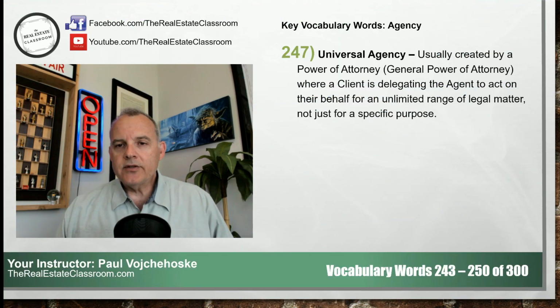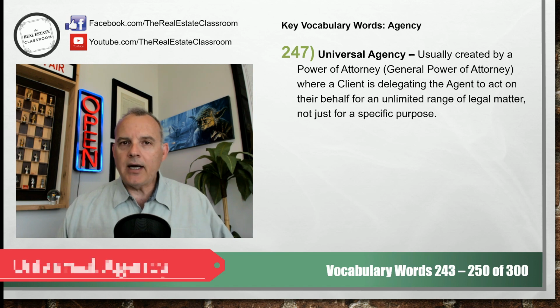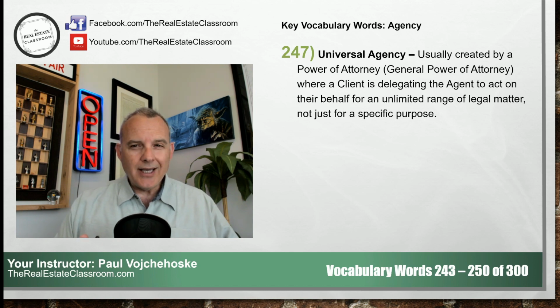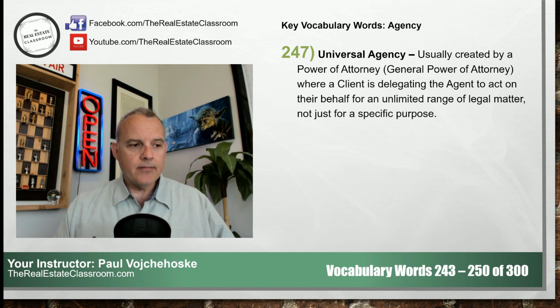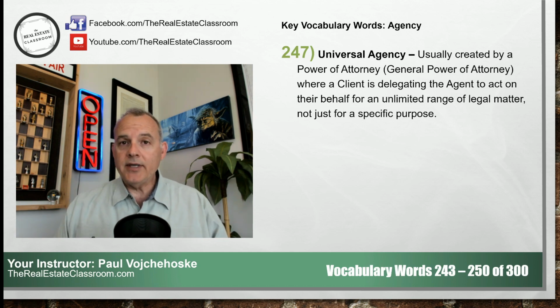Number 247 is what's called universal agency. This is usually created by a power of attorney, but it's a general power of attorney. Under the general agency relationship, there was a limited power of attorney. Under universal agency, it is a general power of attorney where the agent is allowed to pretty much do whatever they want on behalf of the client. So let me give you an example.